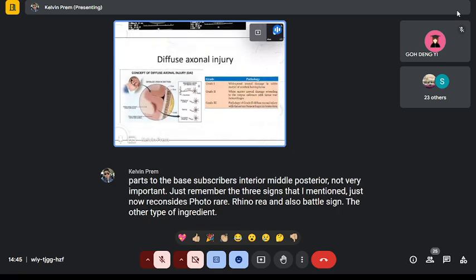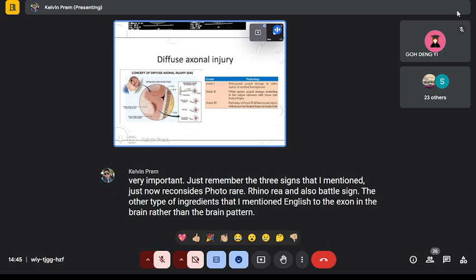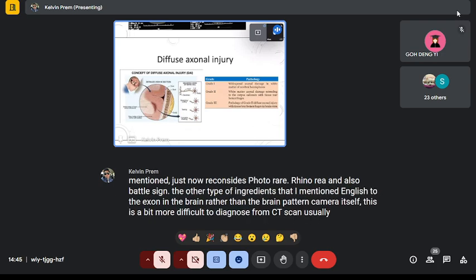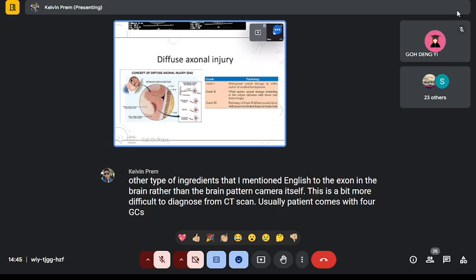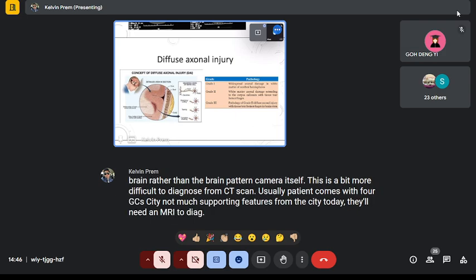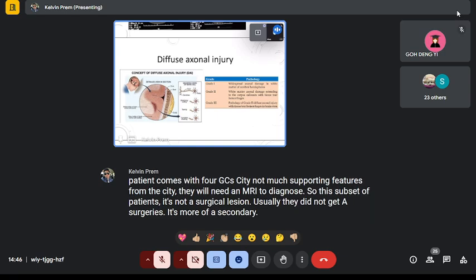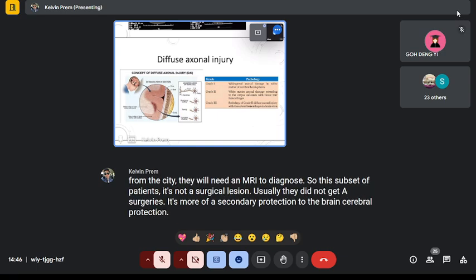The other type of injury that I mentioned, injuries to the axon in the brain rather than the brain parenchyma itself, is a bit more difficult to diagnose from CT scan. Usually, the patient comes with poor GCS, and there are not many supporting features from the CT. They will need an MRI to diagnose. So this subset of patients, it's not a surgical lesion. Usually, they do not get surgeries. It's more of a secondary protection to the brain, cerebral protection.